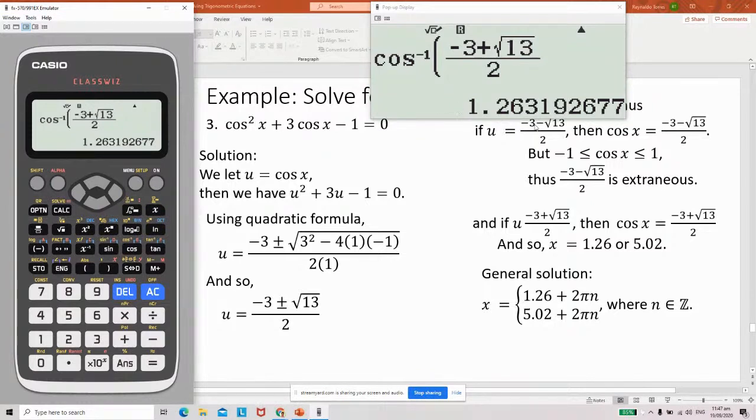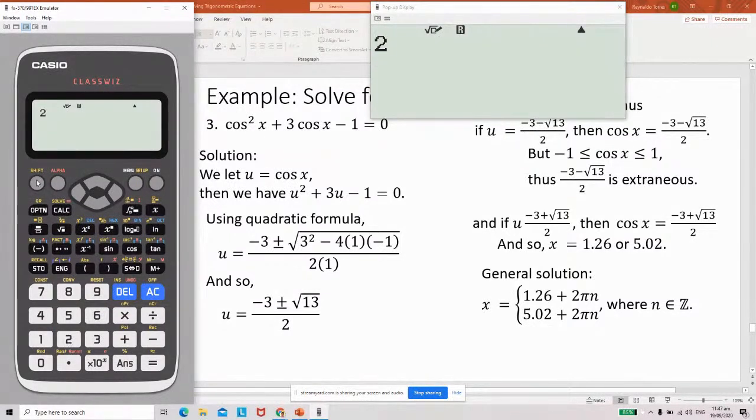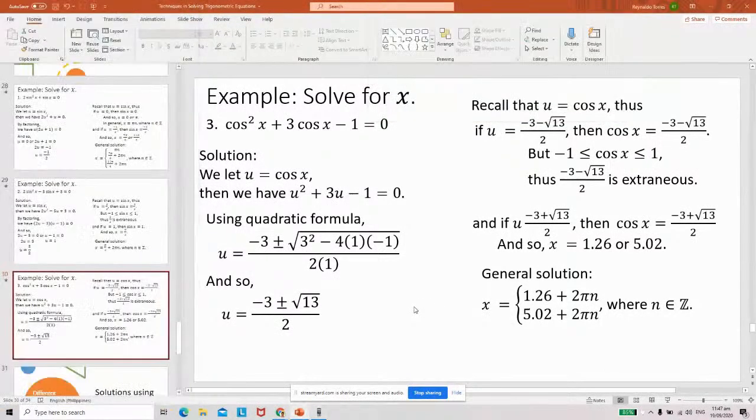Sabi natin, kapag angle in quadrant 1, it is a reference angle. So our first value is 1.26. No? Paano makukuha yung nasa fourth quadrant? Again, subtract the reference angle from 2 pi. So 2 pi minus the reference angle, that's 5.01999. So rounding off to 2 decimal places, that's you have 5.02. And then getting the other coterminal angles of this, so you have, this is your general solution now.